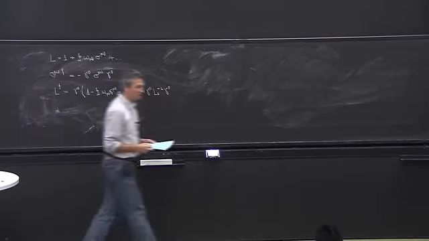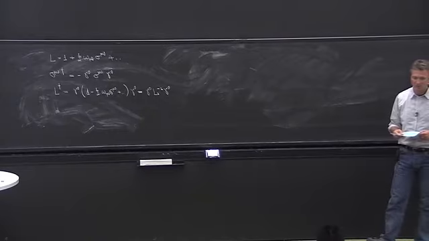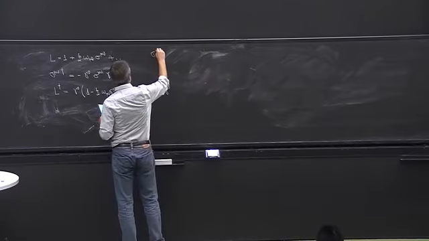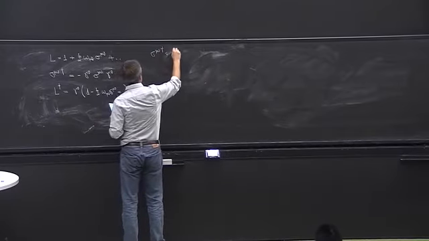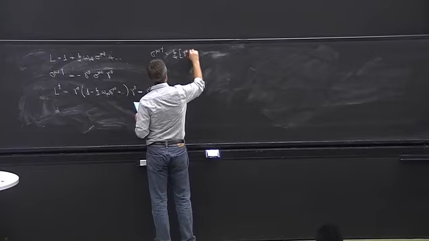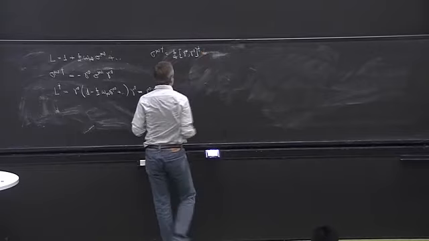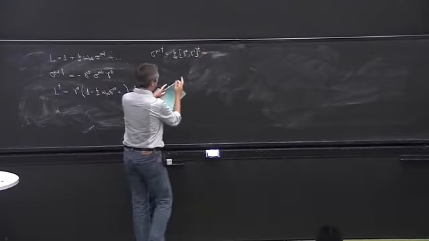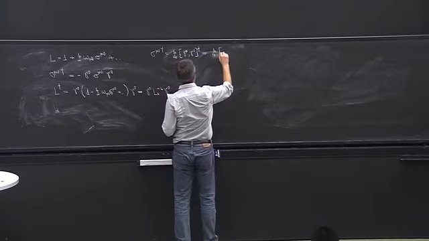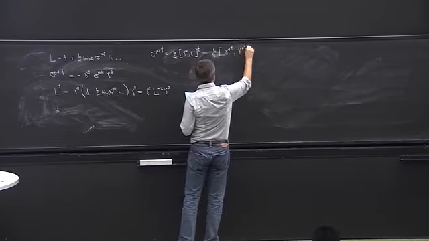Yes? Sorry, would you mind repeating where we got the formula for the Hermitian conjugation of sigma? So let's do it step by step. Sigma mu nu is 1/4 commutator of gamma mu, gamma nu, and we take the Hermitian conjugate. Hermitian conjugation interchanges the order in which matrices are operated. So this will be 1/4 of gamma nu dagger, gamma mu dagger.